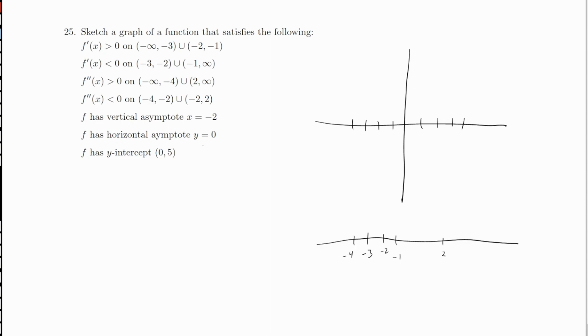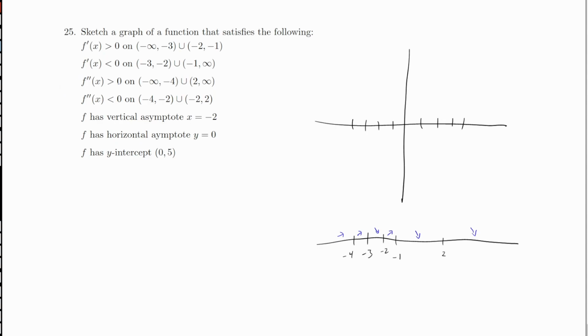Okay. So f prime is positive. That means that the function is increasing from -infinity to -3. So increasing until I get to -3. It's also increasing from -2 to -1. Okay. F prime is negative, so it's decreasing between -3 and -2. And then also from -1 on to infinity.